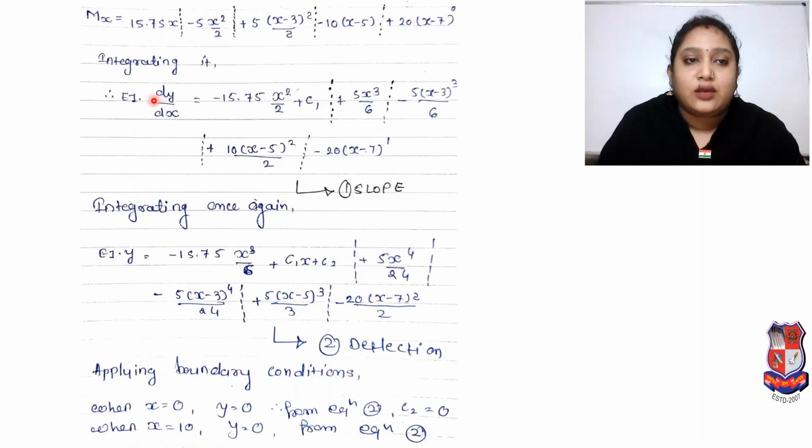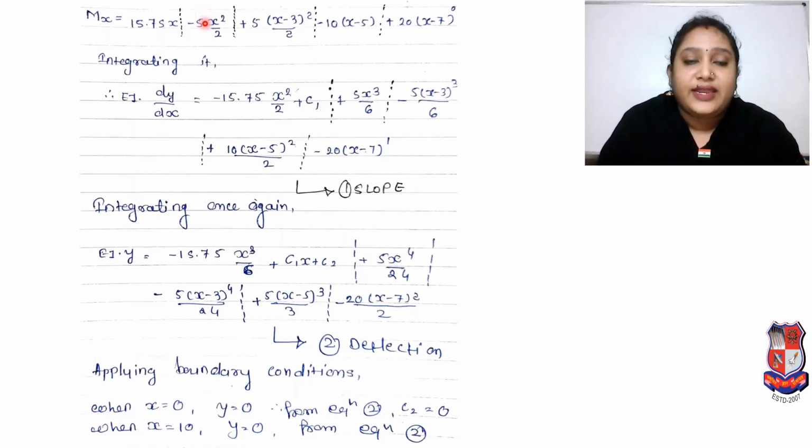You can see over here, EI d²y/dx² is equal to minus Mx. So it is minus 15.75. Here you can see integration is done. Here only x is there, so it will be x square by 2 plus c1, because as per the rule we have to put c1 with the first term.